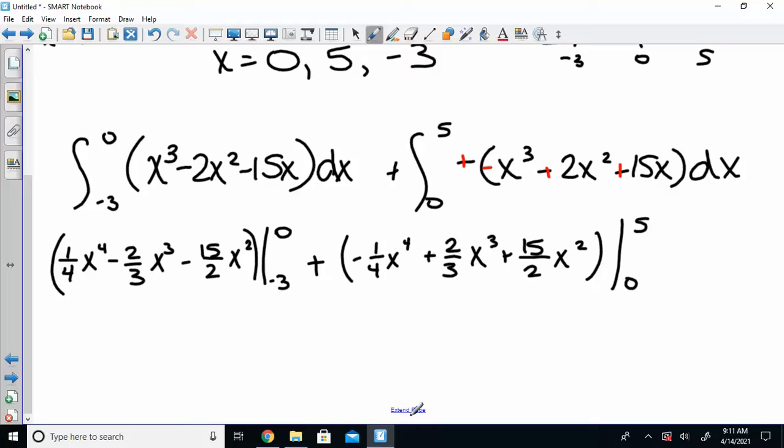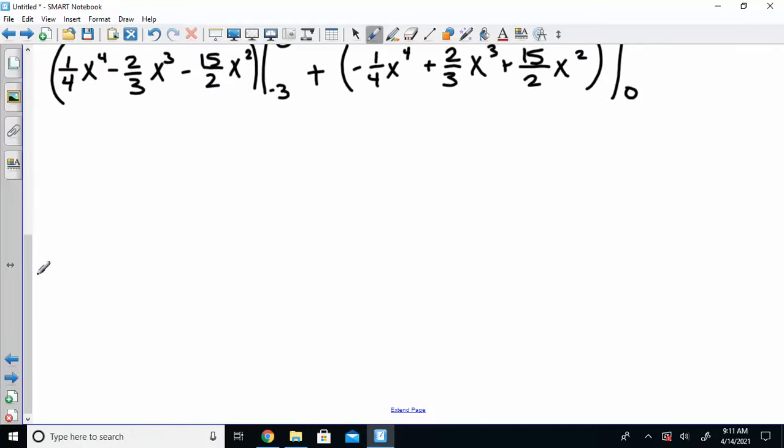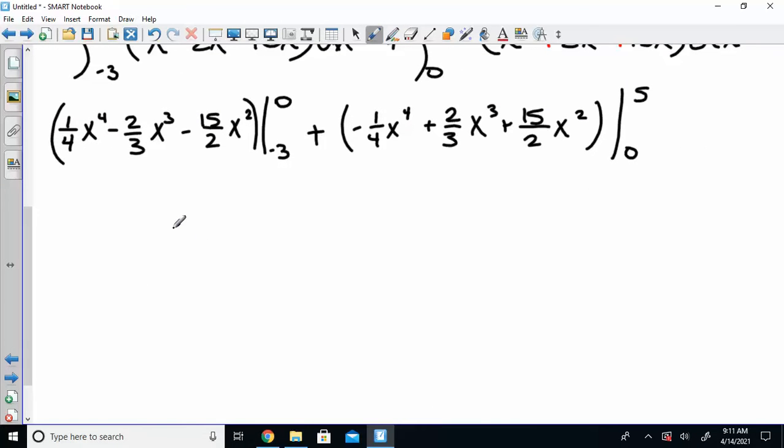Okay. Make sure you're evaluating your integrals correctly. You plug in the upper minus the lower. So if I put in 0, we get 0. Minus, if I put in negative 3, negative 3 to the fourth would be 81 over 4. Negative 3 cubed is negative 27 times negative 2/3 would be a positive 18. Negative 3 squared would be 9. Are you guys checking my math at all? So that's the first one.